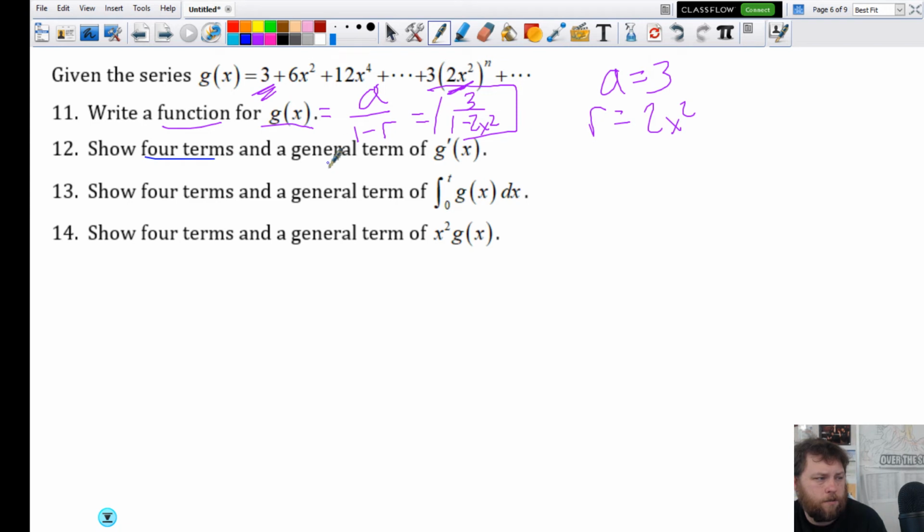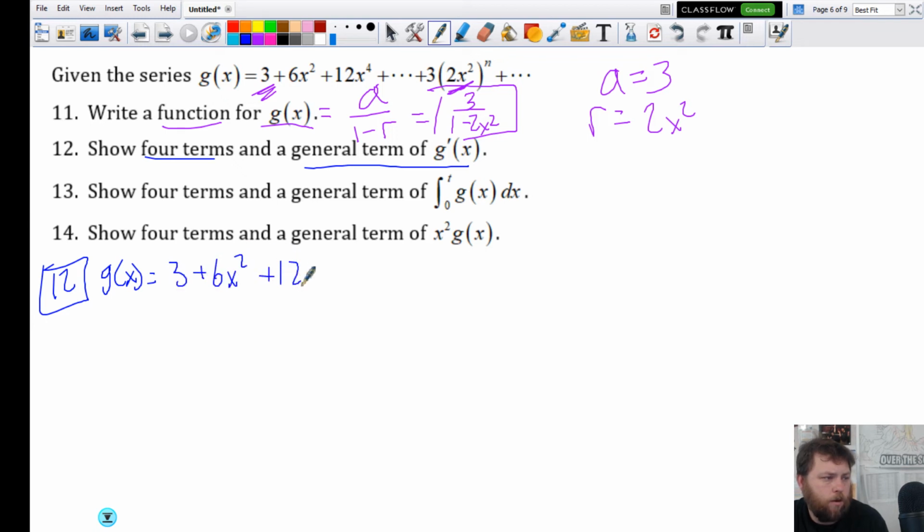Now show 4 terms in the general term for g prime of x. Okay, so you're just deriving this. I'm going to do 12 down here. So derive this one. The trick is, though, they say 3 plus 6x squared plus 12x to the 4th. And you say, oh, derive 4 terms. Well, here's 3. Well, g prime of x, the first term goes to 0. So this doesn't count as a term. Boom. Deriving this one, you get 12x. And then this will be plus 48x to the third.